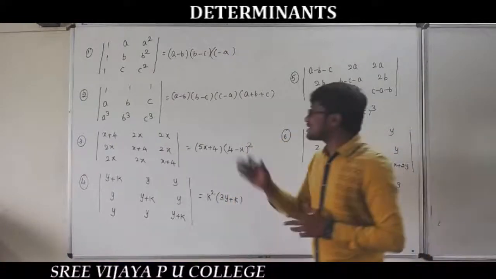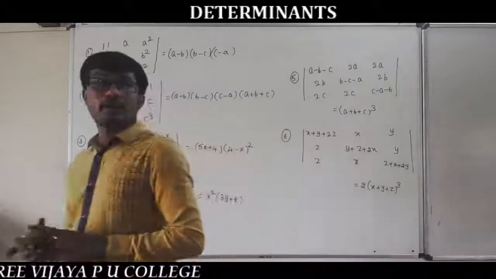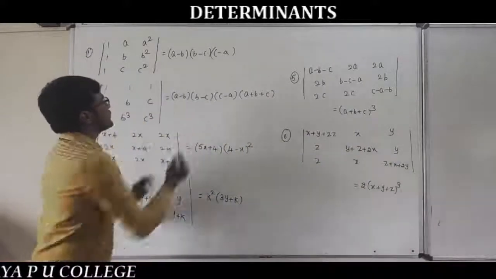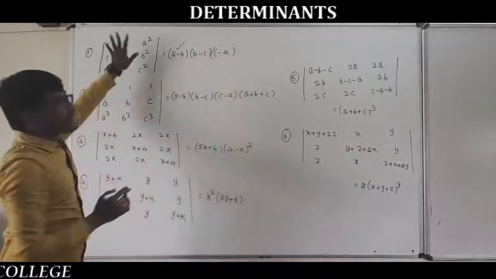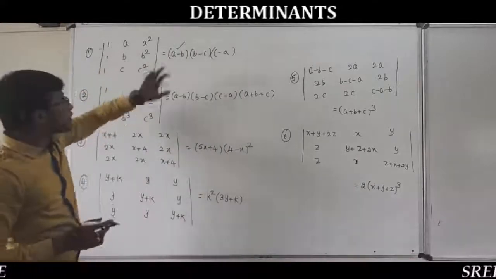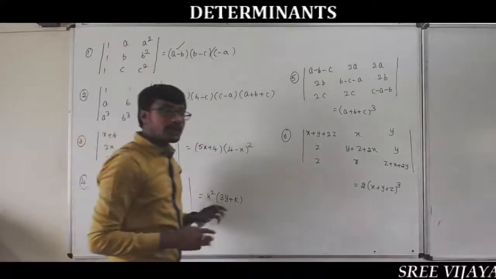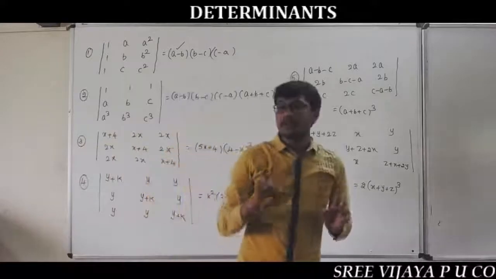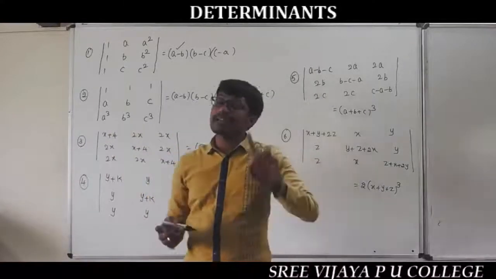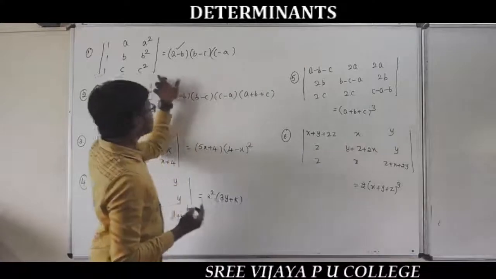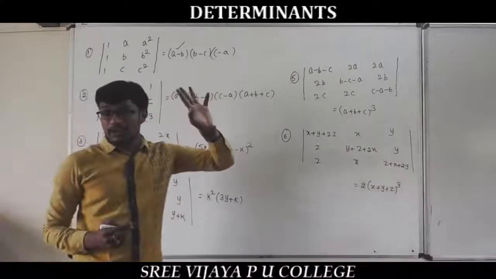Okay, so like this there are some problems. But how you can do problems like this: you can take the LHS and prove the RHS. If it is 3 cross 3, you can apply a maximum of 2 elementary operations. If it is 2 cross 2, you can apply a maximum of 1 elementary operation. So if it is 3 cross 3, you can apply a maximum of 2, you cannot apply 3.